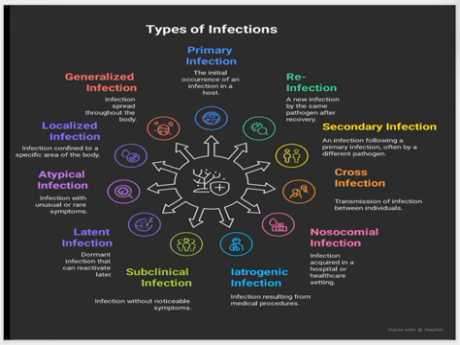There are also atypical infections with unusual symptoms, latent infections that lie dormant, subclinical infections without symptoms, and infections acquired in hospitals or through medical procedures. Recognizing these types helps us grasp the diverse ways infections can affect us.